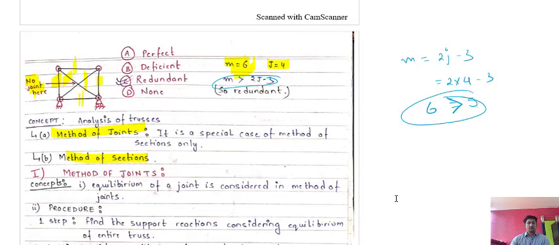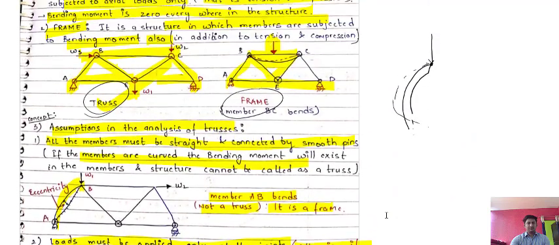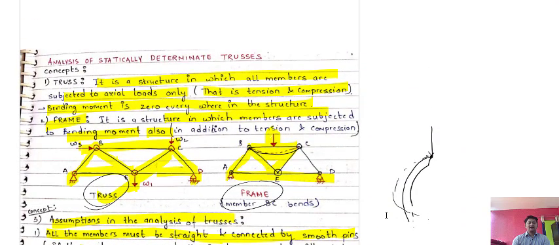I hope you are clear with the concept of what trusses and frames are, how you will analyze the trusses, and what the assumptions involved in the trusses are: the members should be straight, and loading should be at the joints only. These are the things you need to keep in mind. For this lecture, this much is enough, but from the next lecture we will go deeper into how we will analyze the trusses and what those two methods are.